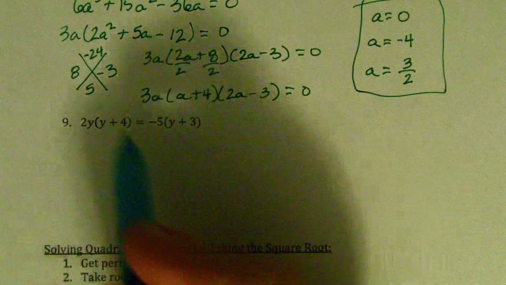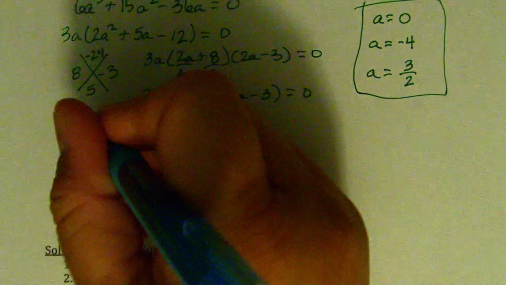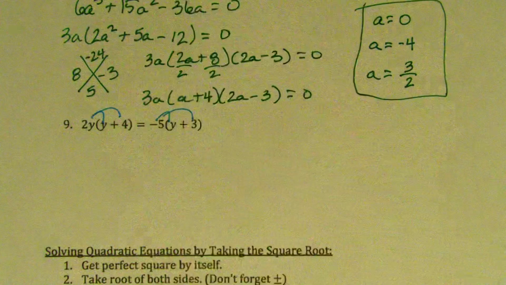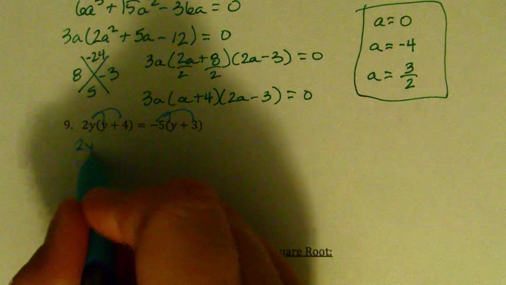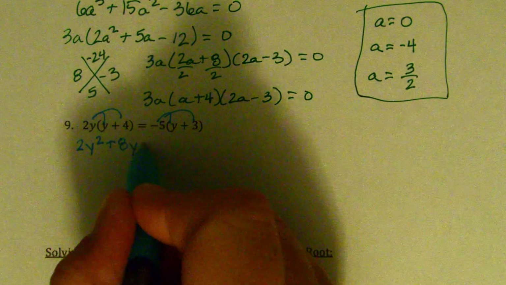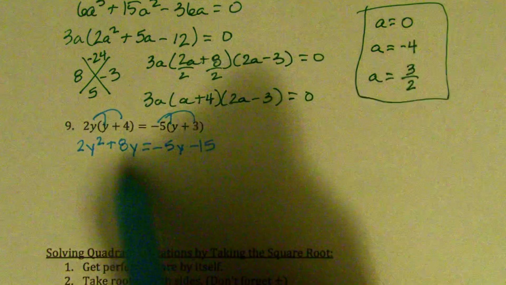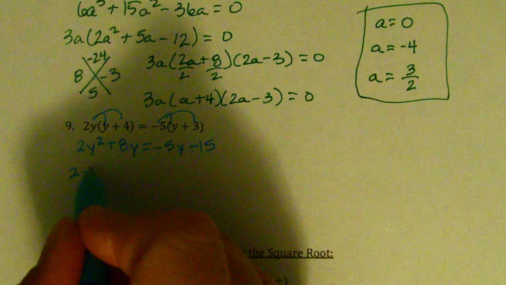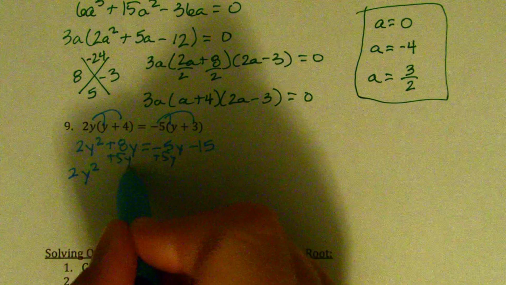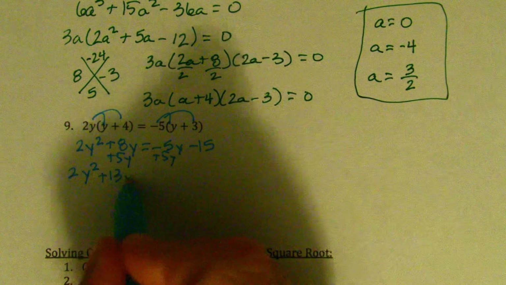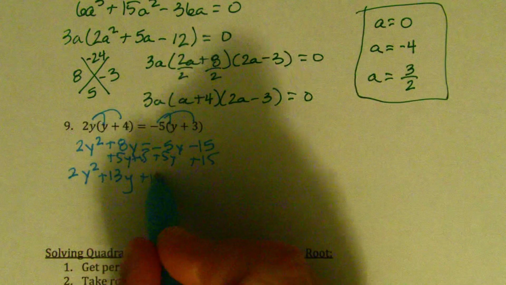We have 2y times y plus 4 and negative 5 times y plus 3. The first thing I'm going to do is distribute both of these, and then I'm going to get the equation set equal to 0. So distributing here, I have 2y squared plus 8y is equal to negative 5y minus 15. I'm going to get these over onto this side, so I have 2y squared. If I add 5y to both sides, then that becomes plus 13y. If I add 15, then I have plus 15 equals 0.